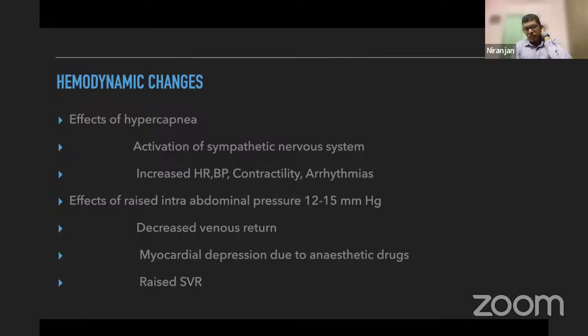And because of intra-abdominal pressure, there is a transitory decrease in venous return and myocardial depression due to anesthetic drugs when it is initiated, and due to the baroreceptor reflexes, the hemodynamics come back to normal. So it is most important to maintain the intra-abdominal pressure between 12 to 15 millimeters of mercury. Eventually there will be a rise in systemic vascular resistance, which again adds to the increase in heart rate, BP and contractility. The anesthetist behind the head end of the patient will be able to control these factors.